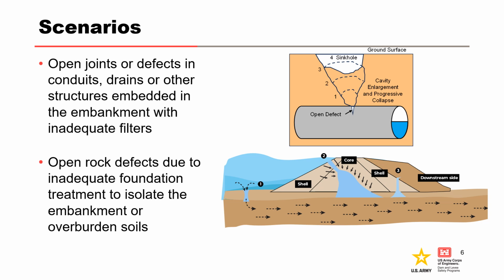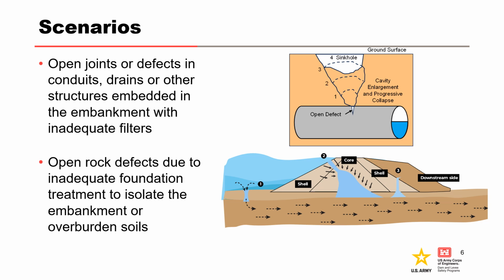Internal migration can also occur if there are open joints or defects in conduits, drains, or other structures that are not filtered, or if there are untreated rock defects in the foundation. The voids or sinkholes can form upstream within the central portion of the dam or on the downstream shell. The most critical location for a void to form is beneath the impounded water, as this leads to potential introduction of full hydraulic head to a more downstream location.